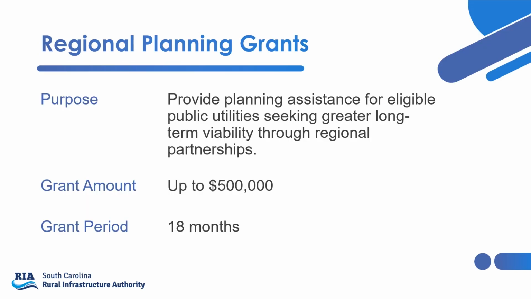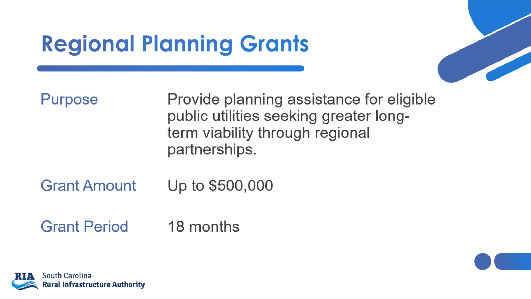This year's planning program is designed to provide planning assistance for eligible public utilities seeking greater long-term viability through regional partnerships. Planning activities must assess the feasibility and resource requirements of a regional solution for one or more water or wastewater utilities and address related technical, operational, financial, and managerial concerns. The maximum request will generally be $500,000, and awards will be based on the scope of work proposed. Planning grants should be closed within 18 months.